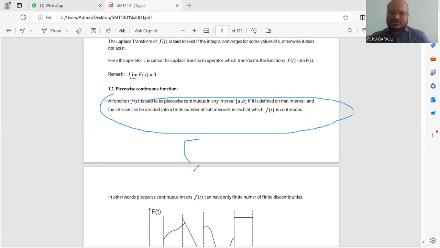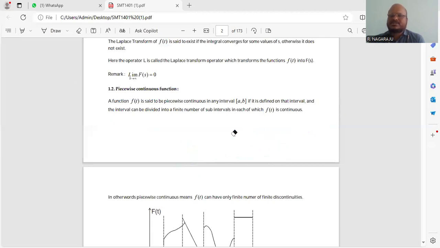Suppose we take the interval a comma b. We can divide it into a finite number of subintervals, for example a plus lambda, b minus lambda, a plus 2 lambda, b minus 2 lambda. In each subinterval f of t must be continuous. Then you can say this is piecewise continuous. Whenever you are applying the Laplace transformation, the function must be piecewise continuous. The graph will be like this. I will show the graph. So this is the graph.